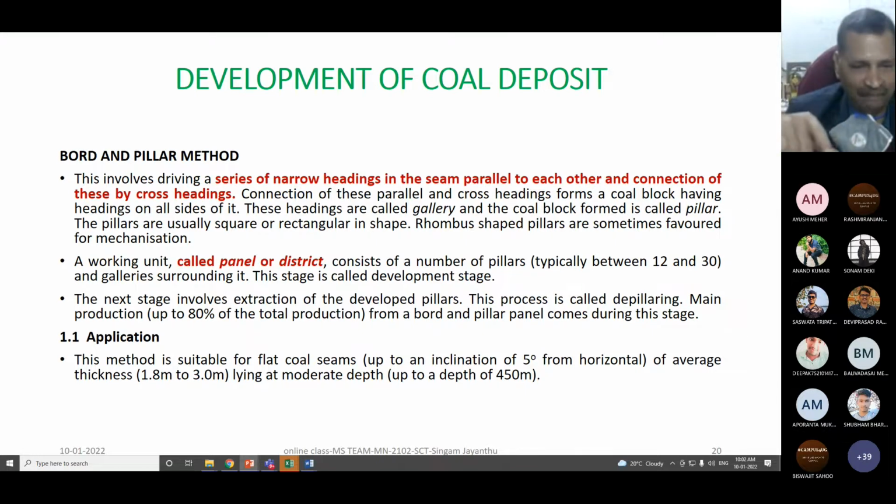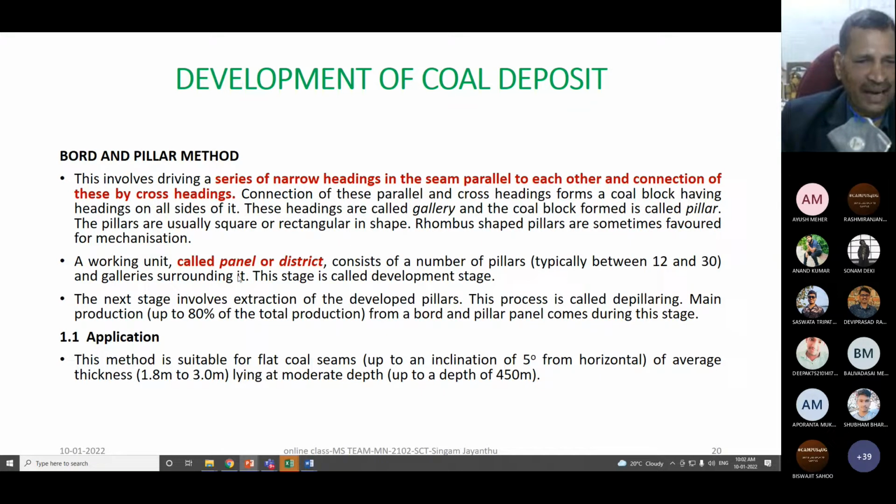And in BCCL, where they are rectangular pillars, okay? Rhombus pillar, I told you, rectangular or square. In BCCL, East Katras, Amlabad, Chasnala, there are so many mines. And I am giving you some names which are very notorious for some of the disasters which took place in those mines. That also I will discuss with you, whenever you are more interested in that.